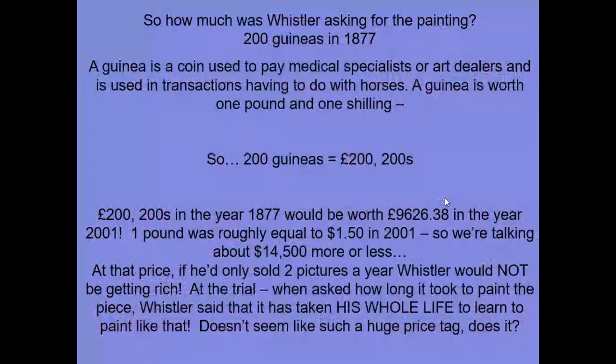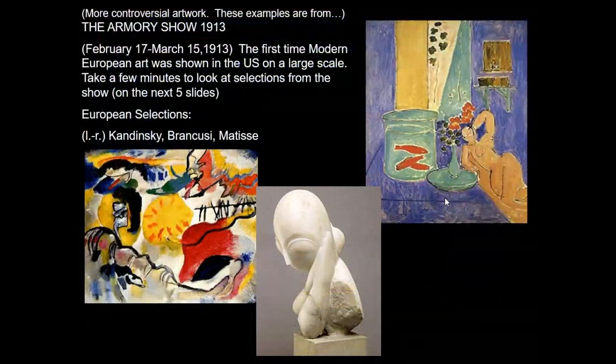The amount of money that we're talking about, by the way, 200 guineas in 2001 was worth roughly 14.5 grand. So not even really the price of a new, really nice car. Certainly not enough to feed even one person for an entire year. So if he only sold 3 or 4 paintings a year, he wasn't asking for $1 million. He was asking for a pretty reasonable amount.